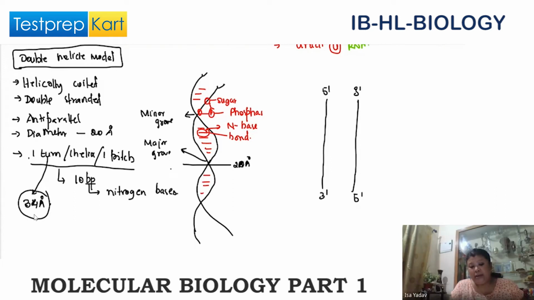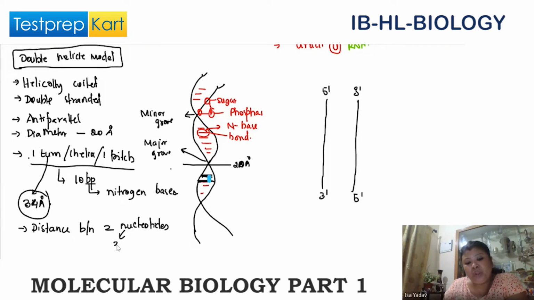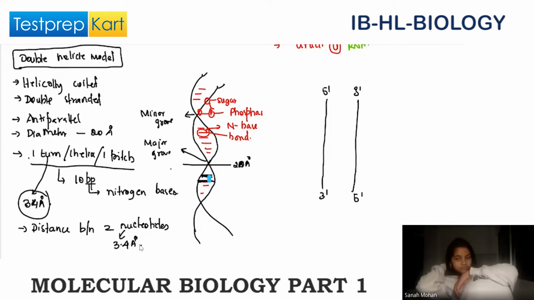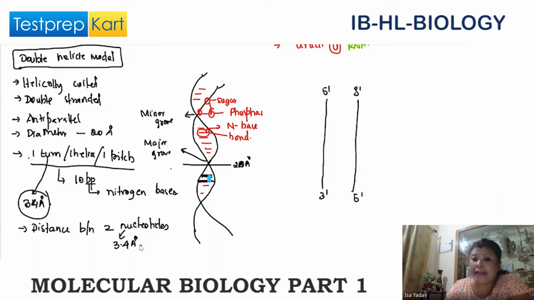Next, let's see here. This is one nucleotide. This is another nucleotide. They're joined. Nucleotide means phosphate, sugar, and nitrogen base joined. So the distance between these two nucleotides is 3.4 angstrom. Distance between two nucleotides is 3.4 angstrom.